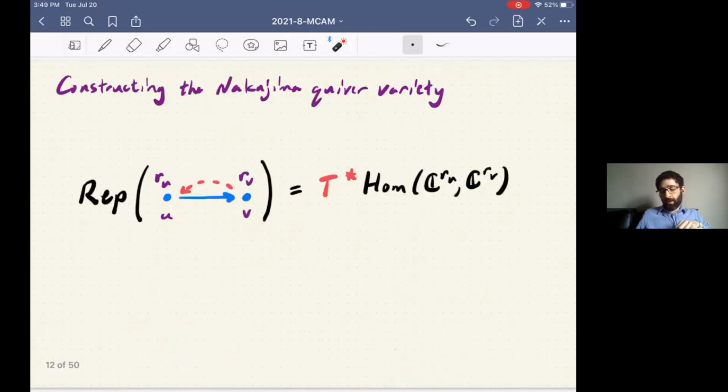But to make sure that we have the right equipment in place, I'm just going to review now briefly the construction of Nakajima quiver varieties. So last week there was a talk about quiver representations in the ordinary sense. Here I'm going to tell you how to sort of upgrade that to the Nakajima picture.